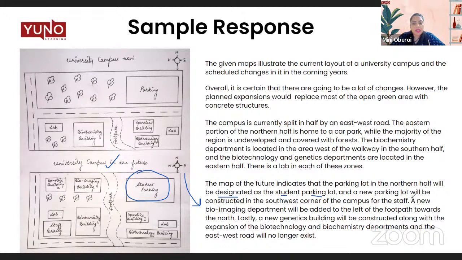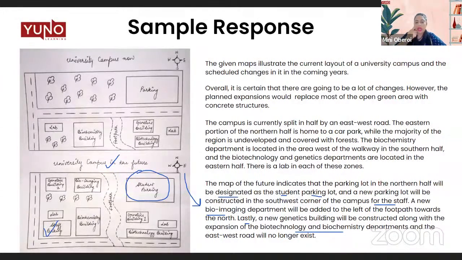And a new parking lot will be constructed in the southwest corner of the campus for the staff. So we have south, west, staff parking. A new bioimaging department will be added to the left of the footpath towards the north. Lastly, a new genetics building will be constructed along with the expansion of the biotechnology and biochemistry departments, and the east-west road will no longer exist.